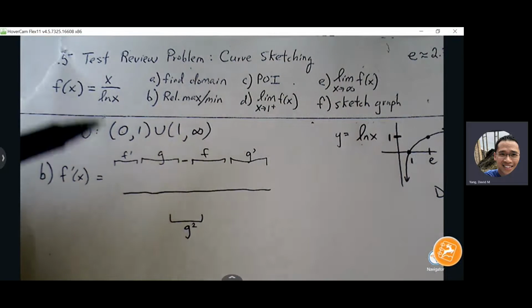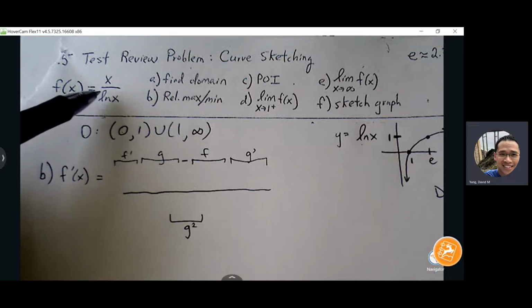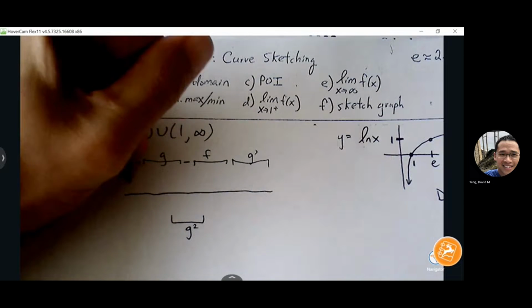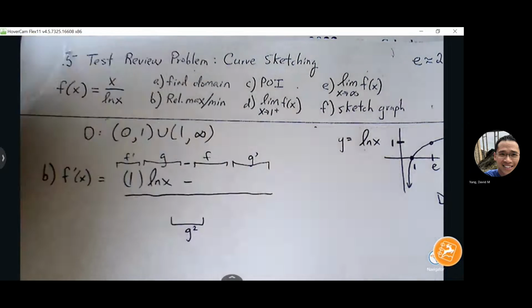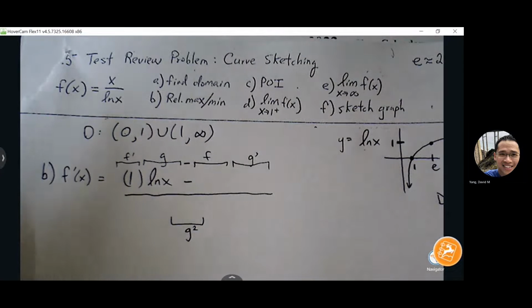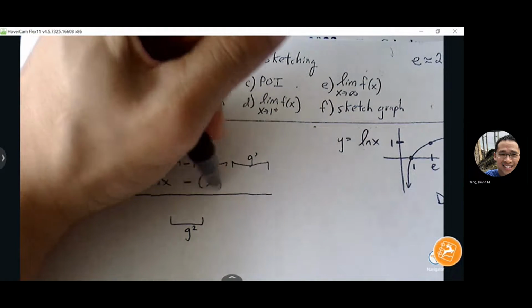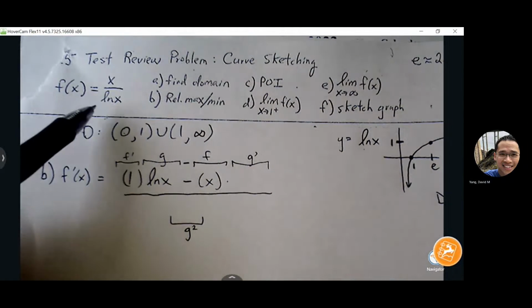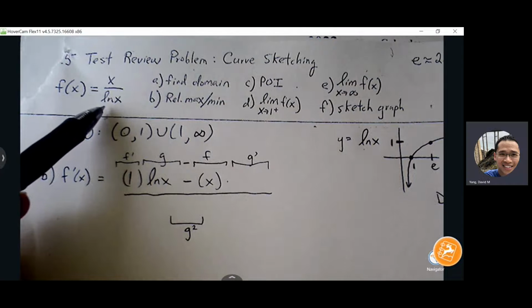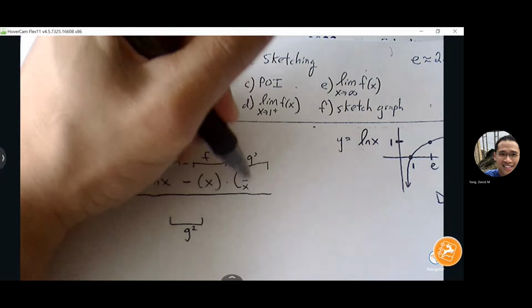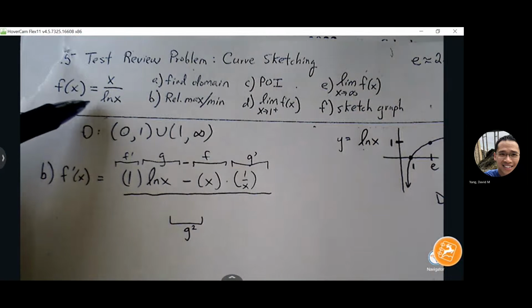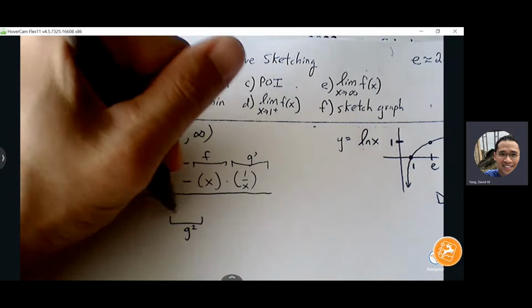All right, so let's go through this step by step. What's f prime? Times the g function, back to f. x, right? And what's g prime? Natural log of x becomes what? 1 over x. All over natural log of x, quantity squared.